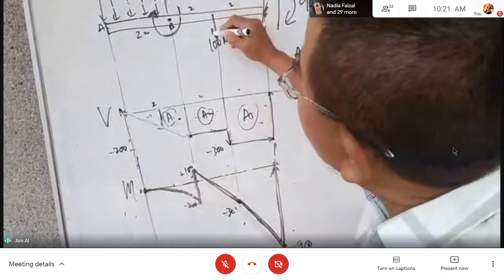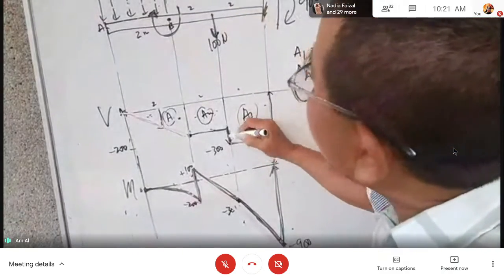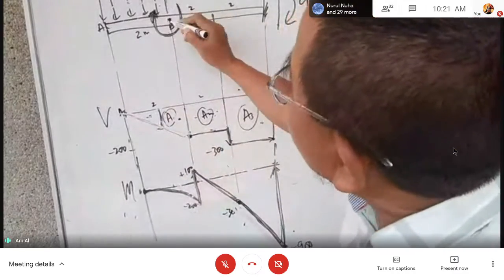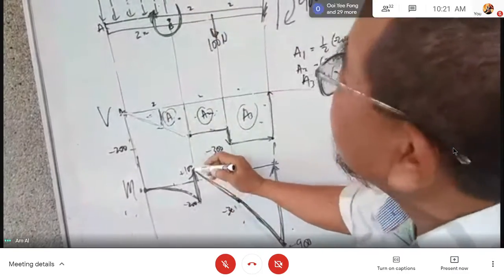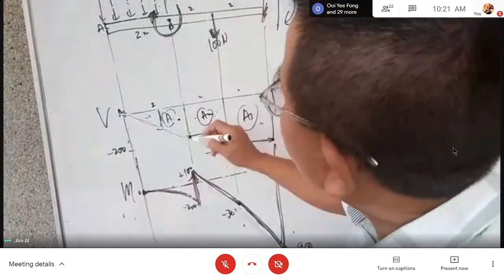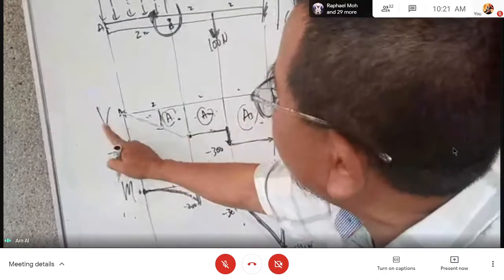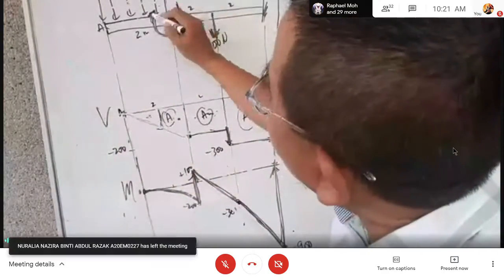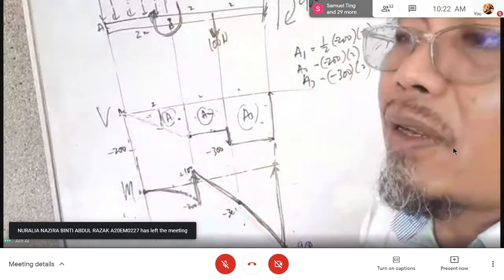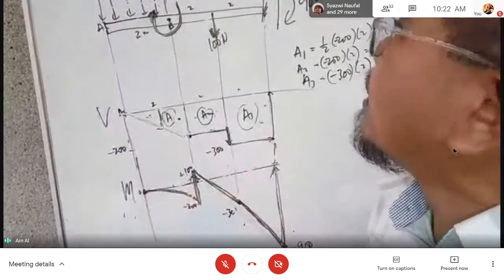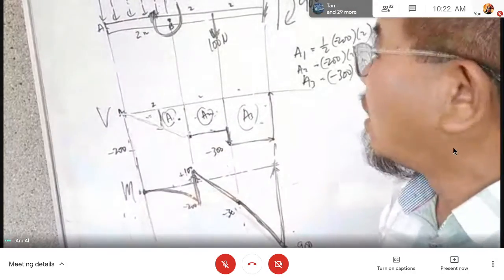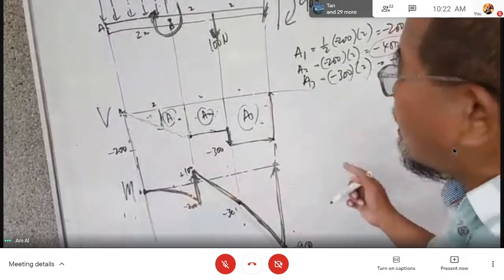A point load causes a jump in the shear force. A point moment causes a jump in the moment graph. Point load, jump in the shear load. Point moment, jump in the moment graph. Those are critical points. Show the working for those calculations.